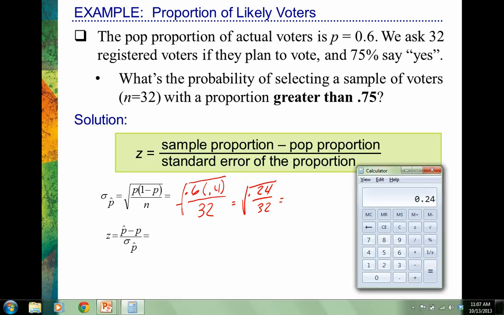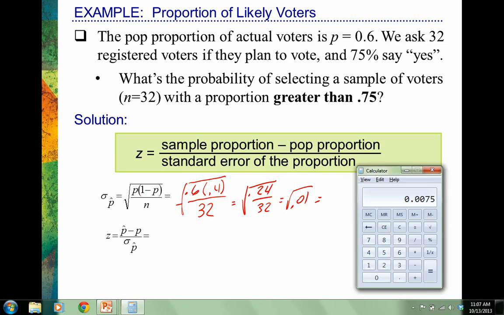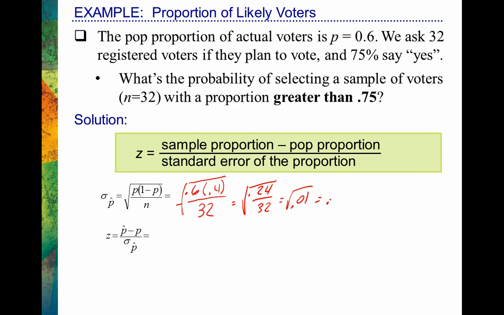So let's do the division real quickly. We'll take 0.24, which is already in my calculator, and then divide by 32. That equals 0.0075. Let's just round that to 0.01. In general, in our class, we just go to 2 decimal places just to keep things a little bit simpler. So we have 0.01, and we need to take the square root of that. So again, we just kind of walk through it step by step so everybody's on the same page. So let's just take that 0.01 and take the square root. There's my square root key. Square root of 0.01 equals 0.1. All right, so now we know the value for our standard error.